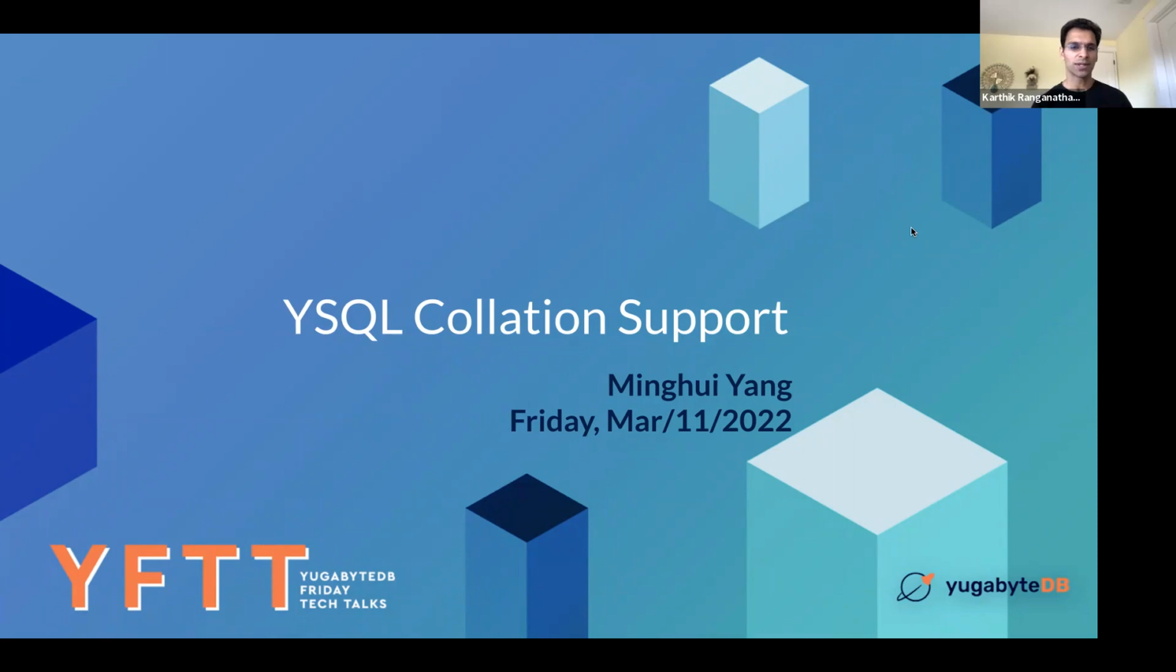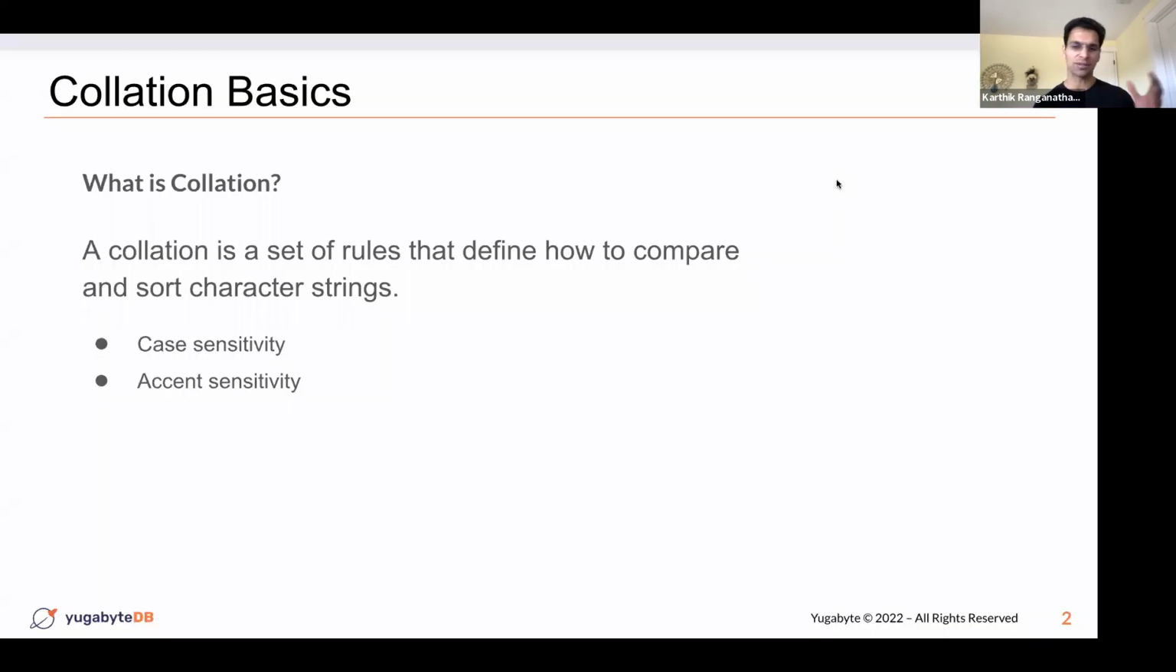Awesome. Thanks, Minghui. Okay, we all know that collation is a very important thing in databases, right? Because you have different languages, different ways of interpreting the data and the language characters and so on. So maybe you can start us out with what is collation really, and just explain it a little bit.